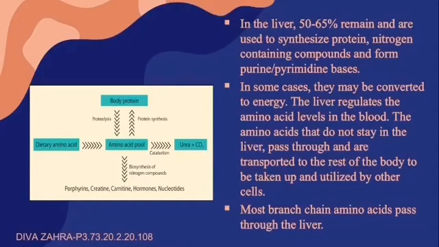The amino acids that don't stay in the liver pass through and are transported to the rest of the body to be taken up and utilized by other cells. Most branched-chain amino acids pass through the liver.